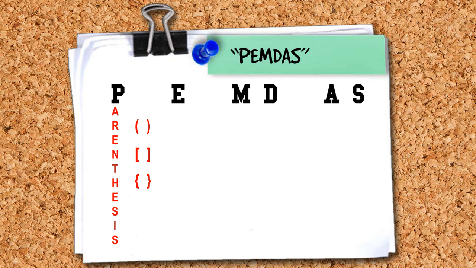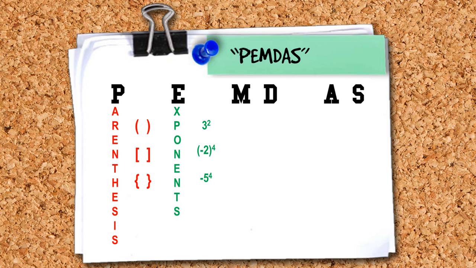The E in PEMDAS stands for exponents. Exponents being examples like 3 squared, -2 to the 4th, -5 to the 4th. So you would take care of all of your parentheses, then go through and simplify or evaluate all exponents before moving forward. The MD in PEMDAS is where a lot of errors occur.